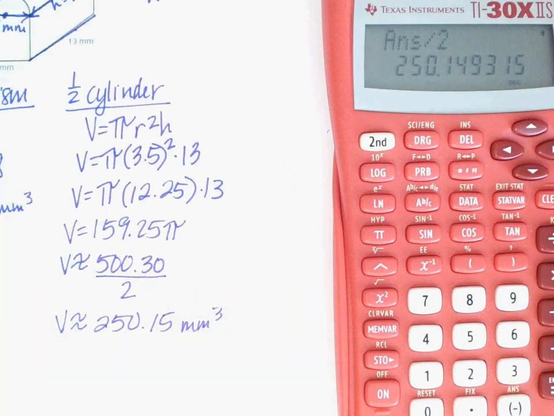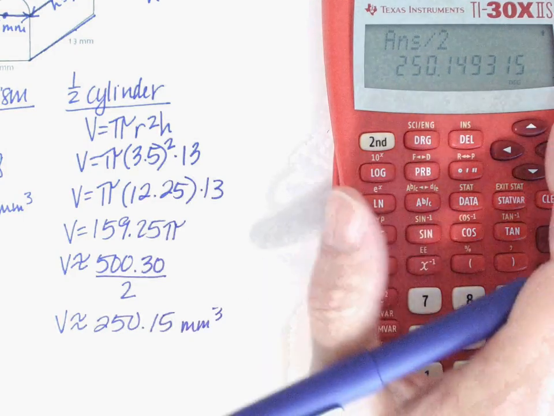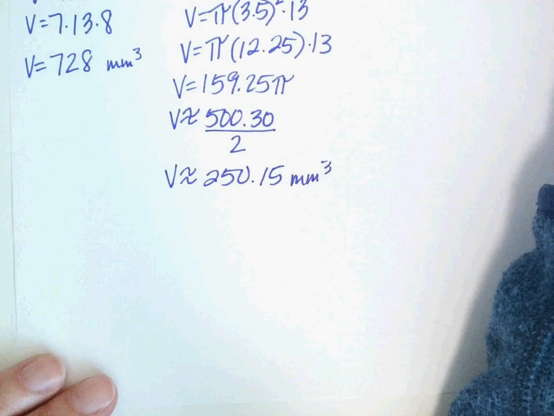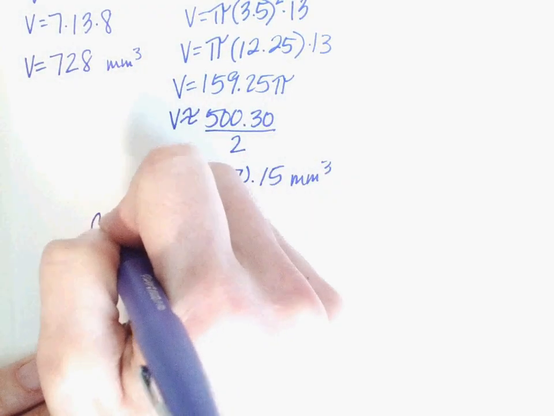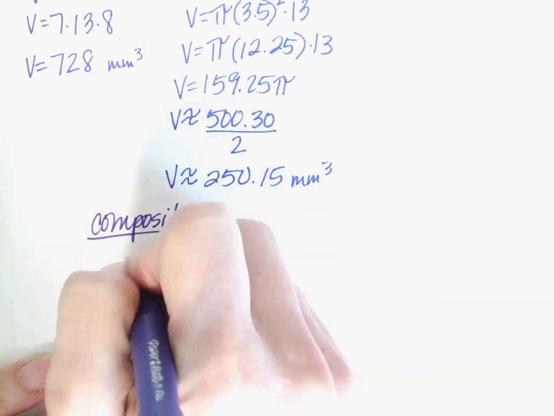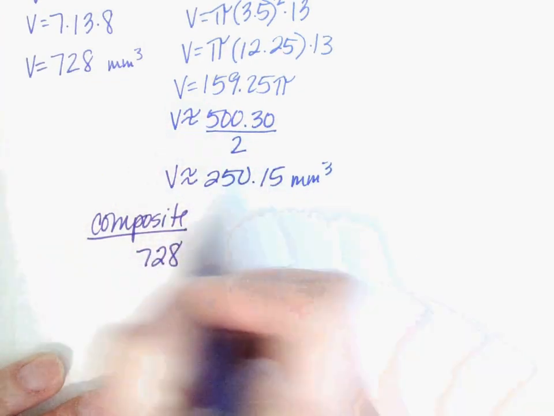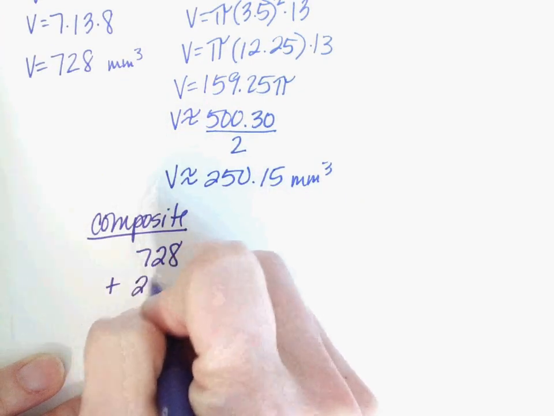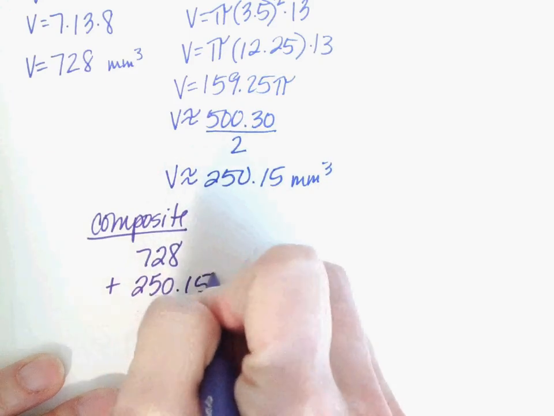Okay? So I found my 2 volumes. Remember that this is a composite. We are going to have to add this up. So I'm going to label composite. I'm going to recopy 728. Right underneath it, I'm going to add together 250.15.